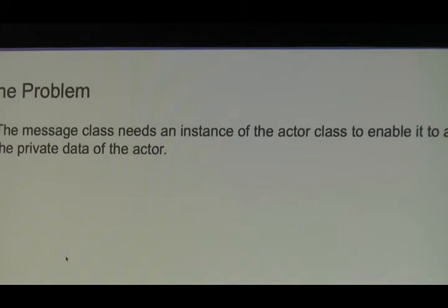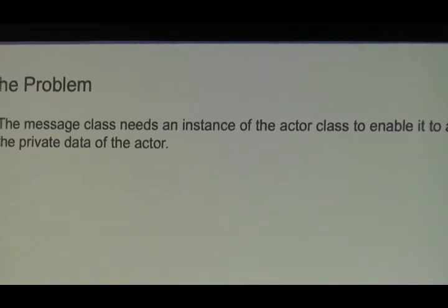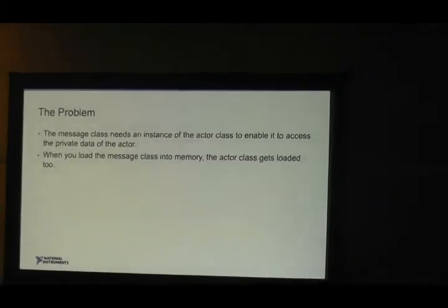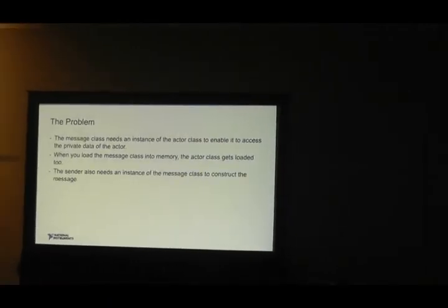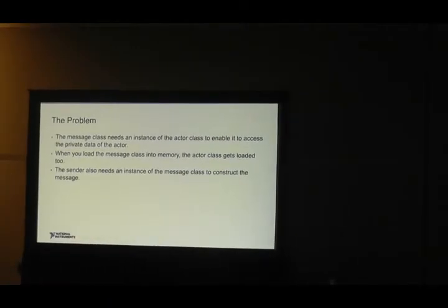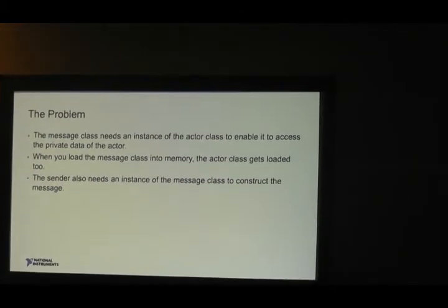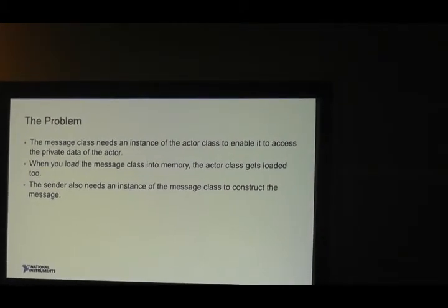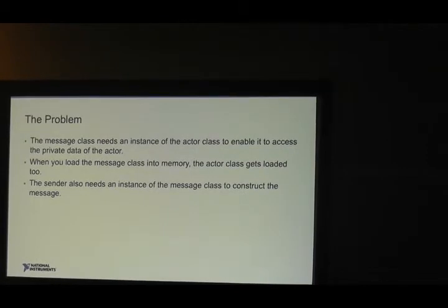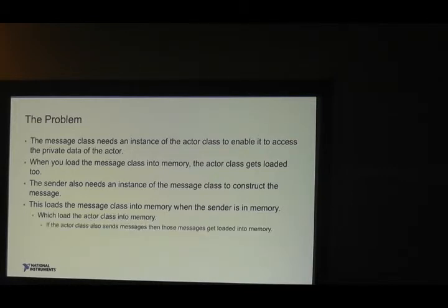So, the message needs an instance of the actor to access private data. When you load the message into memory, the actor gets loaded into memory. The sender that's sending the message to you will need an instance of the message class to construct that message, because it needs to be able to access that payload that we talked about. This loads the message class in memory from the sender, which loads the actor in memory, which, if that actor sends other messages, then those messages can load in memory, which loads their actors in memory, and so on and so forth. So that's really the thing that I ran into.